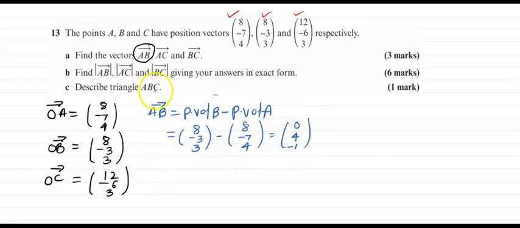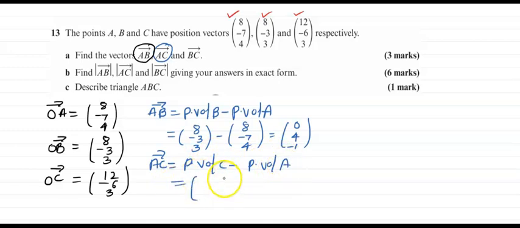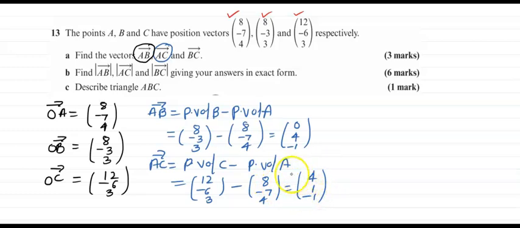Similarly, we can find AC. So AC is position vector of C minus position vector of A. So position vector of C is 12, minus 6 and 3, minus position vector of A, 8, minus 7 and 4. If we simplify, it will be 4, 1 and minus 1.